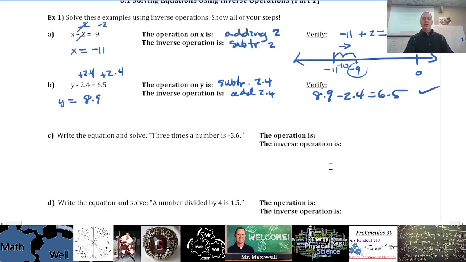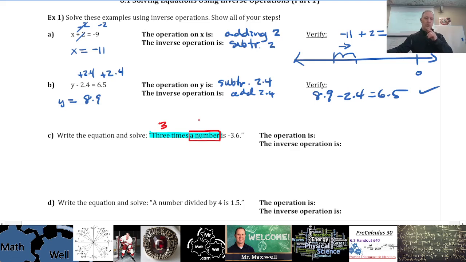C, write the equation and solve. 3 times a number is negative 3.6. Okay, so now here is where we create an equation to match the word sentence. The first step in being good at problem solving and word problems in math is to take English words and put them into math symbols. So, 3 times a number. I know what 3 looks like. I know what times looks like. That's multiplication. And a number is the unknown, the variable.